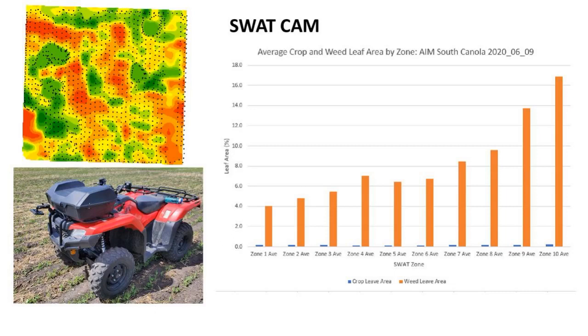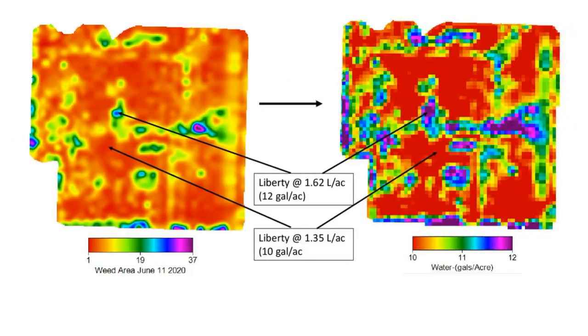However, for the weed leaf area, we see quite a strong variation from about 4% in zone 1 all the way up to about 17% in zone 10. And so when you have this variation that's correlated very strongly to the management zones, it creates a good situation where you can do that variable rate application.